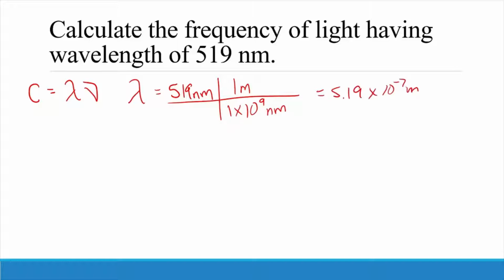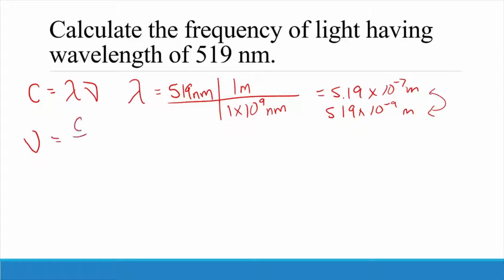You could also write it and just put 519 times 10 to the negative 9th meters. They're the same thing, just proper scientific notation or not. It doesn't matter though. All right, so then we can solve for nu, or frequency here. Let's divide both sides by lambda.